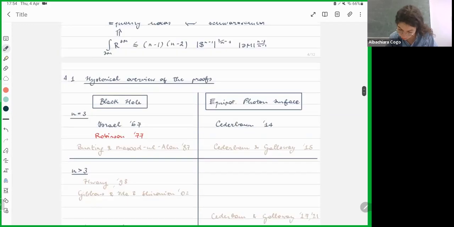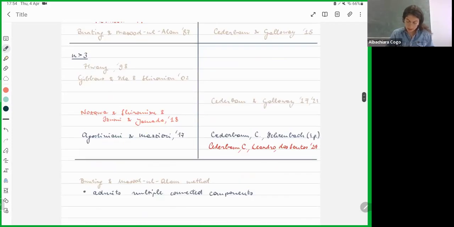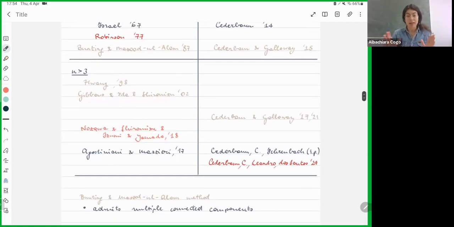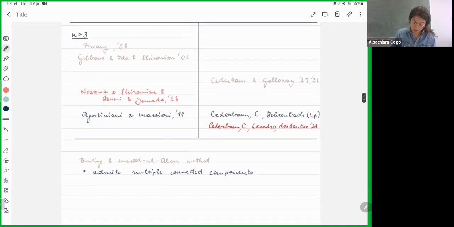I forgot here to mention that this boundary has to be connected. This is a very strong assumption that we have to make. So apart from Bunting and Masood-ul-Alam, all the other methods have to assume connectedness of the boundary. They don't. So this is a very strong proof in that sense.